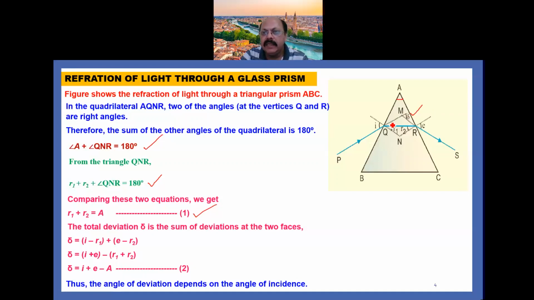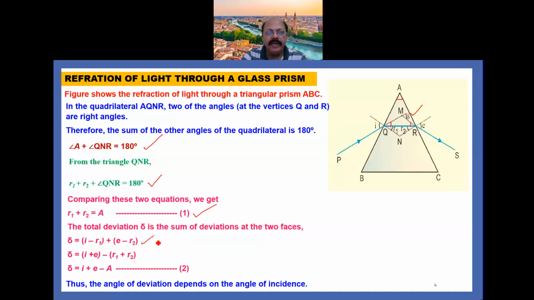Here this angle becomes I1 minus R1, and this angle becomes E minus R2. Then we apply the concept that the sum of the interior angles in a triangle is equal to the exterior angle. So by this concept we can say that if total deviation is delta, then delta equal to I minus R1 plus within bracket E minus R2.